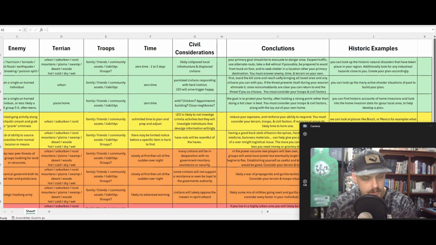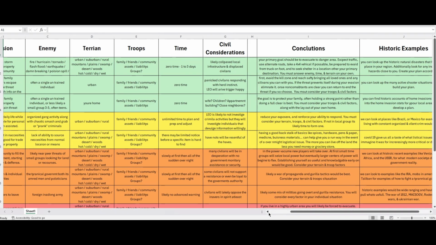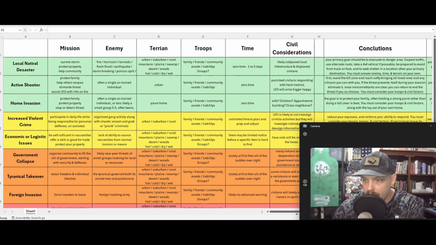Hello, YouTube. Let's talk about this little chart that I've made here today. This is my SHTF METT-TC chart, all right? So if you don't know, METT-TC is an acronym the military uses to help think about all the external constraints on what you would need to do and plan and take for your mission, right?